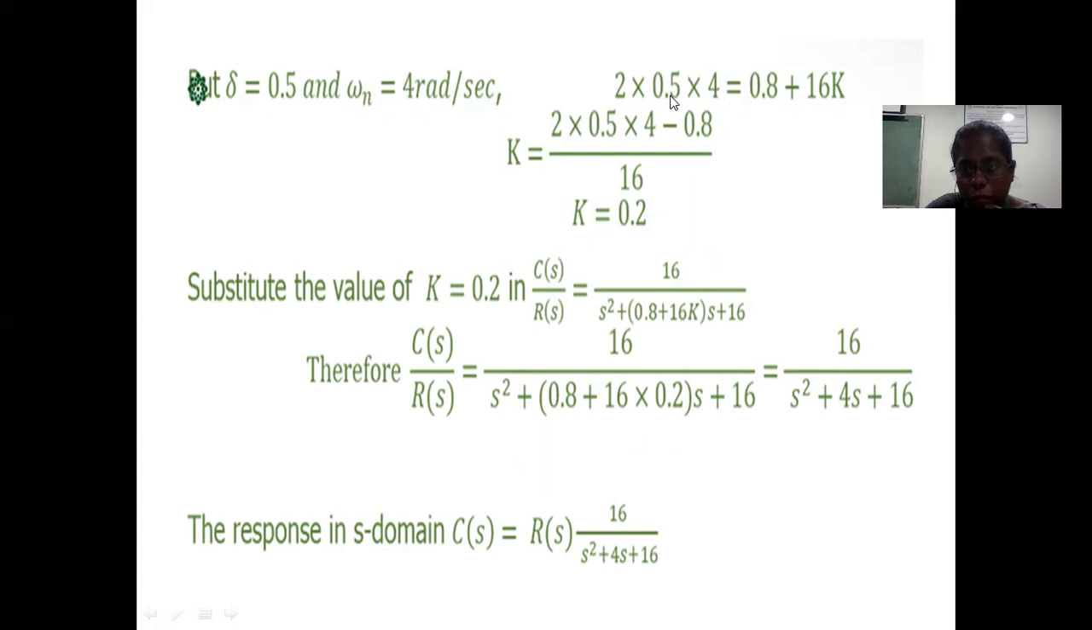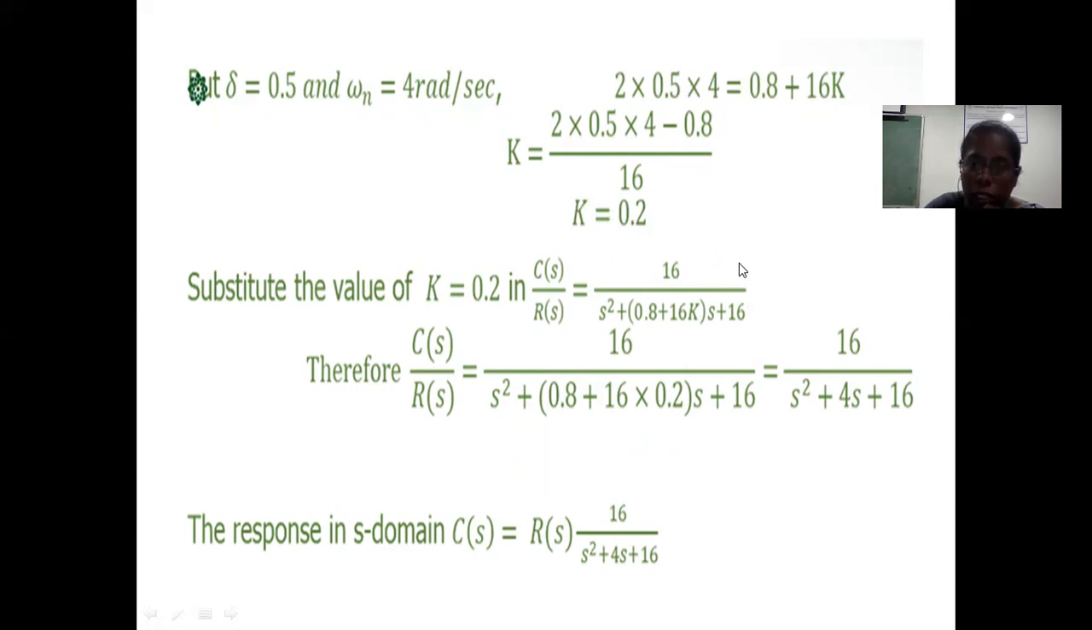So just substitute that eta value as 0.5, and the omega n value we just found to be 4.8 in plus 16k. So this is the equation we already got. Now, simplifying this equation, we get our k value to be 0.2.